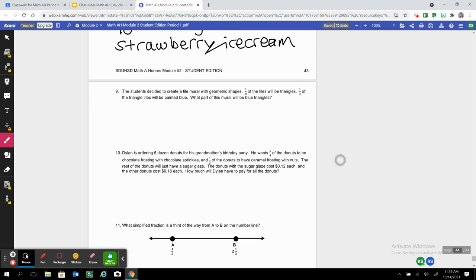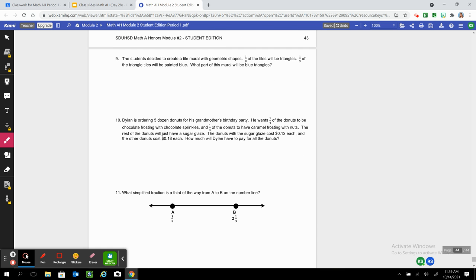All right, let's go on to the next page. The students decided to create a tile mural with geometric shapes. 1/8 of the tiles will be triangles. 1/3 of the tiles will be painted blue. What part of this mural will be blue? So we're going to do the same thing because it is a multiplication problem. We're just going to multiply the two fractions, 1/8 and 1/3, and get 1/24. So it's 1/24 of the triangles are blue. I'm going to just draw this triangle symbol. We're blue.